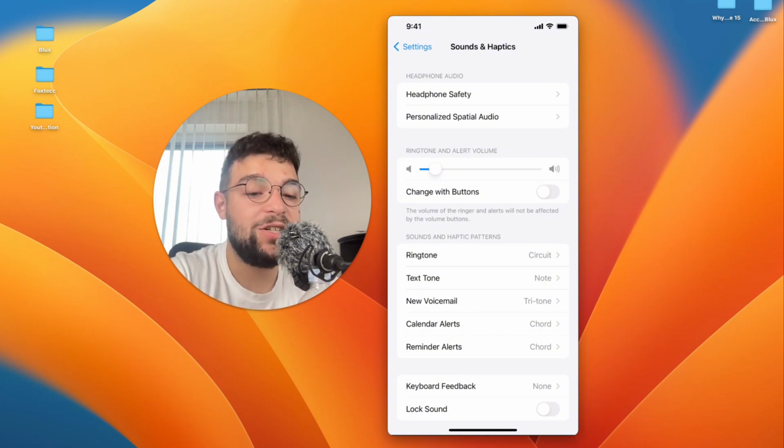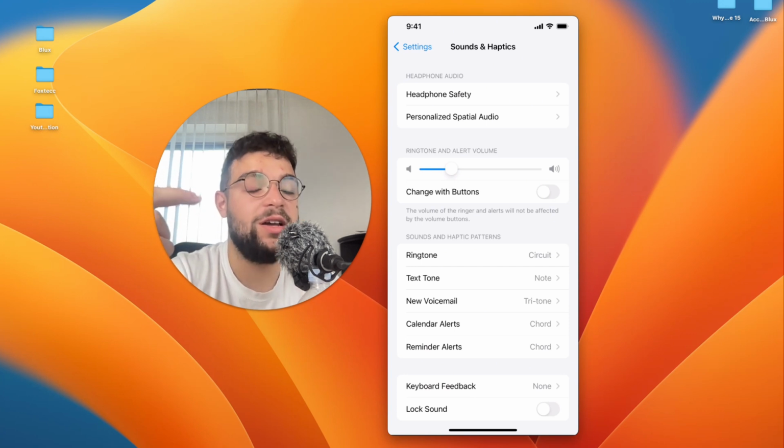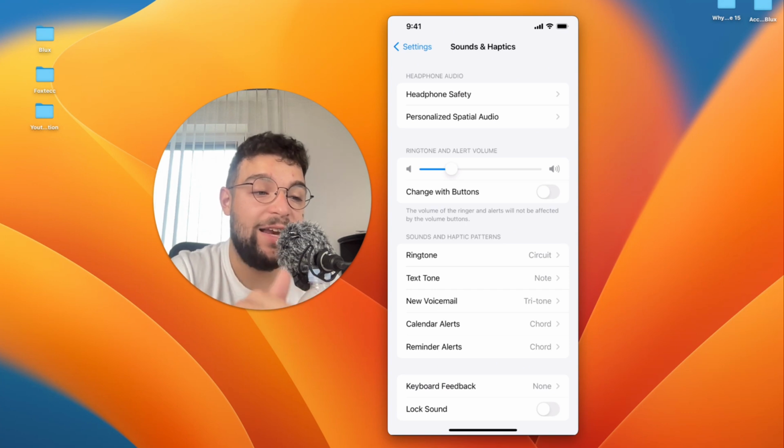And if you slide it up, actually, you will hear the sample of what it's gonna sound like. So you have like a real life test to see how loud it actually is gonna get when somebody is gonna call you. So that's something to pay attention to.